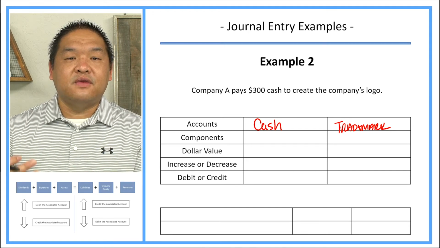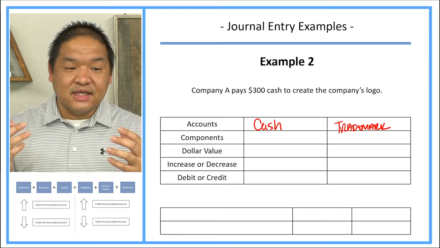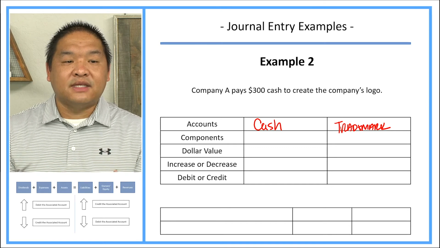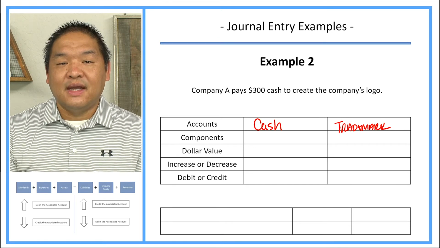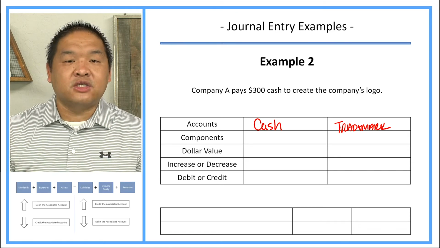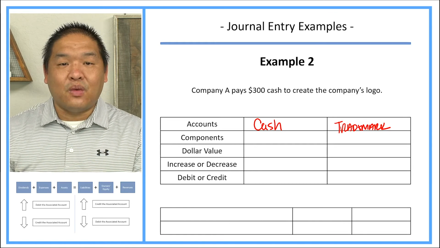Remember in your notes, I've given you 3 pages where you can see all of the common accounts that you would incur as maybe a first-year student in an accounting course. All right, so we have cash and trademark. So the next question is what component? Well, cash is easy because we've talked about cash before in example 1.